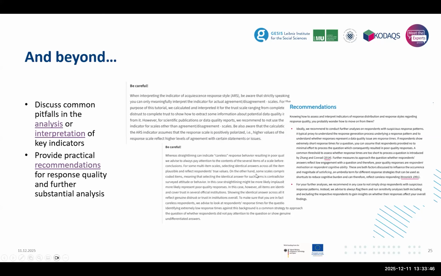Then we also have a little paragraph where we explain a little bit more about the straight line indicator, giving some background information on how straight lining does not always have to be a data quality issue. It really depends on the context and the content of the question, and how it is designed, for example if it has reversed worded item batteries, in which case it is more indicative of poor quality than in other questions. So we really provide a lot of background information on that.